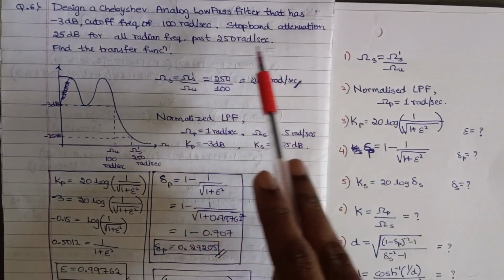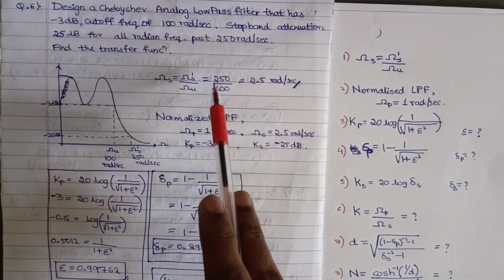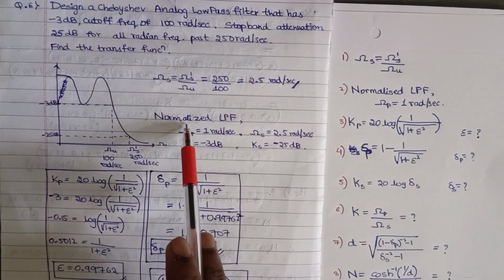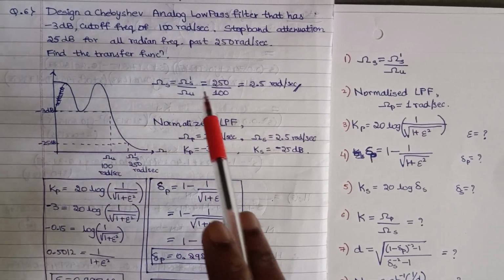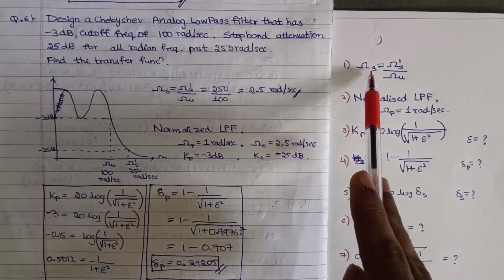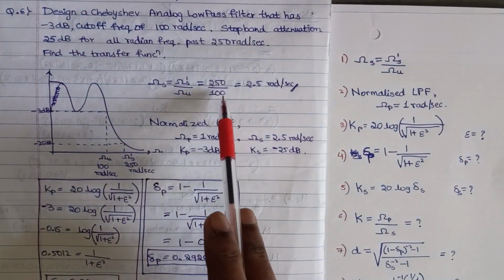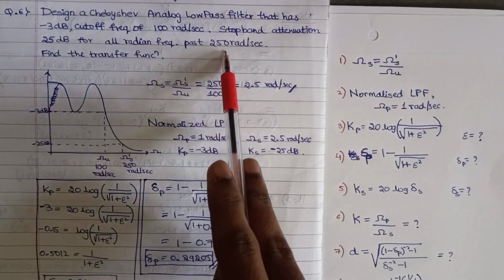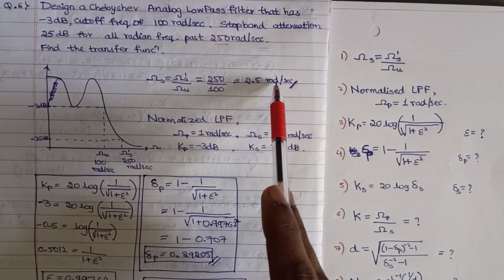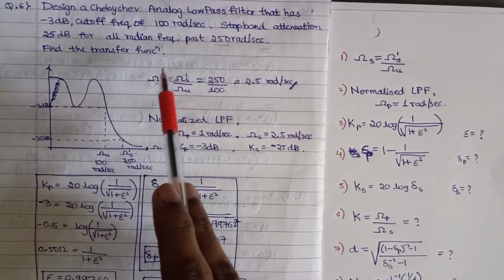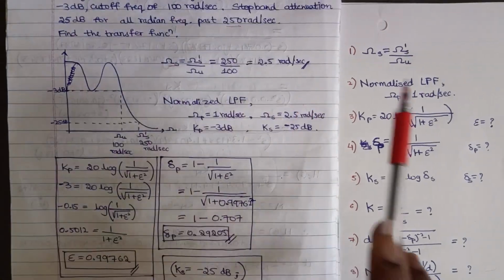First, as we know that the frequencies given in the question are very large, we normalize this filter. A normalized filter is a filter that has omega p as 1 radian per second. Hence we have to find omega s, which is given by omega s is equal to omega s dash by omega u. Substituting omega s dash as 250 radian per second and omega u as 100 radian per second, we get 2.5 radian per second. This is omega s. From the normalized filter we get omega p as 1 radian per second.